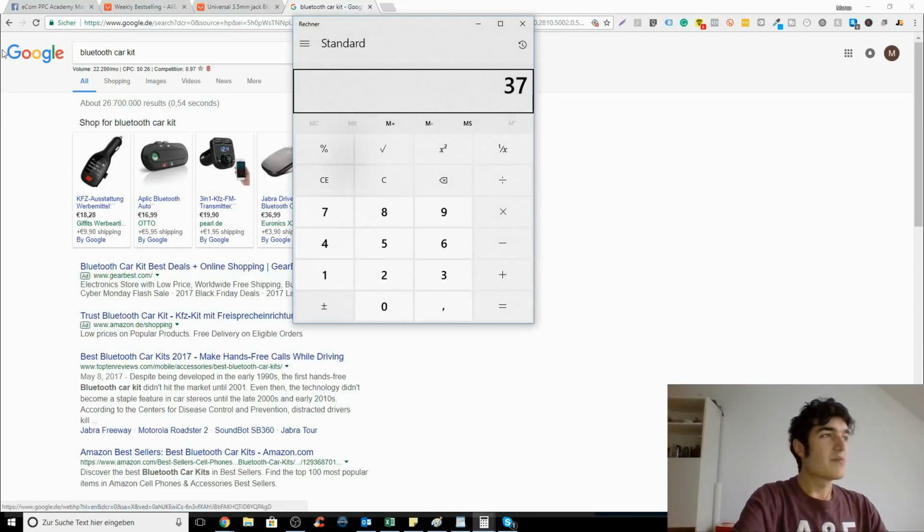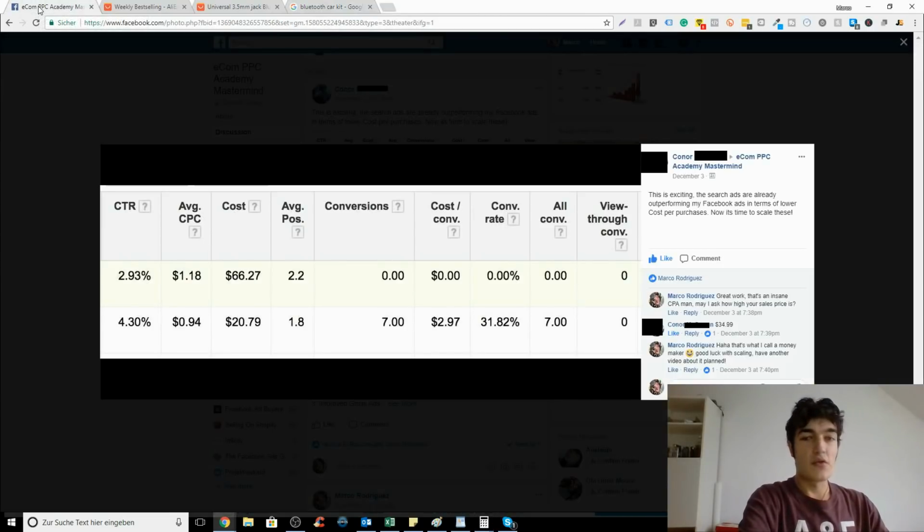So yeah, I also have a little example. This guy keeps sending me messages. I have an example of one of the students who was applying this technique right here, Connor, and I blurred out the second name, but he said, this is exciting. The search ads are already outperforming my Facebook ads in terms of lower cost per purchases. Now it's time to scale these.